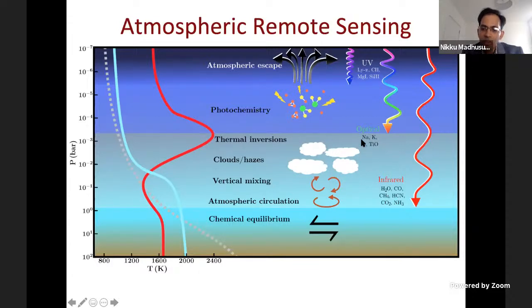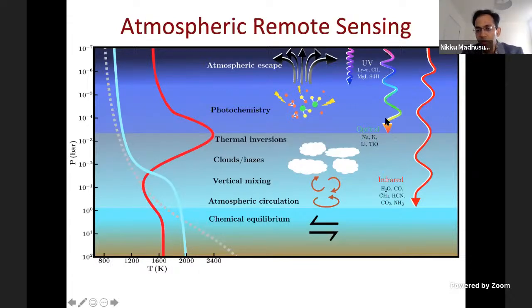There are other species, like the alkali metals and the heavy metal compounds, which have strong transitions in the optical regime, and those, it turns out, have the tau of one surface in the optical photosphere happening much higher up in the atmosphere.